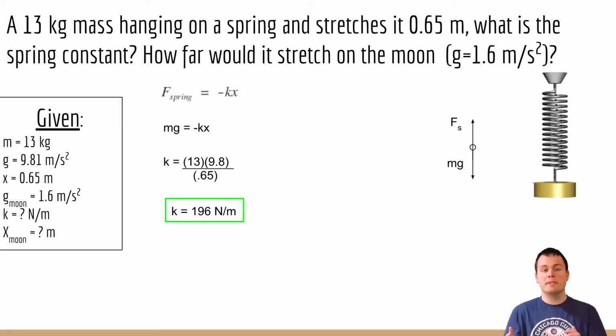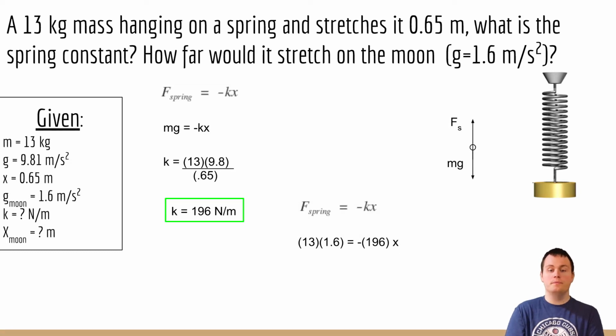Next, we just take that same spring and move it to the moon, and we use the exact same equation, except in this case, when we are solving for mg, we use the gravity of the moon and solve for the distance stretched by the spring. And when we do that, we find that the distance stretched by the spring is equal to 0.11 meters. And this makes sense because we know that the acceleration of gravity on the moon is less than it is here on Earth, and so it shouldn't stretch quite as far.